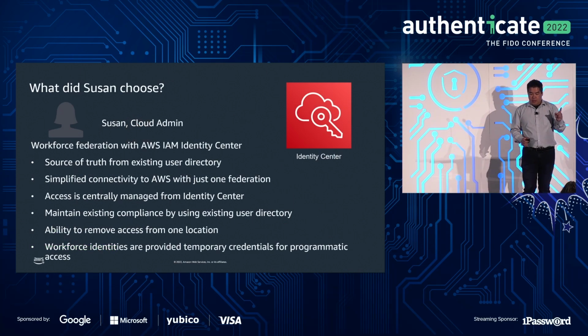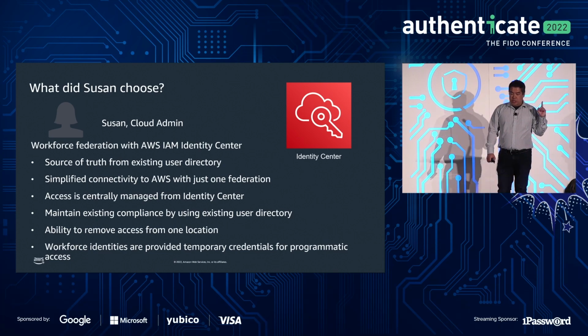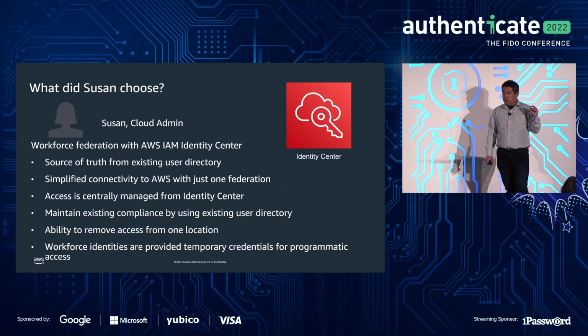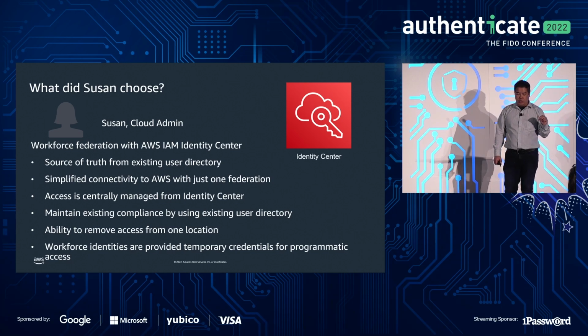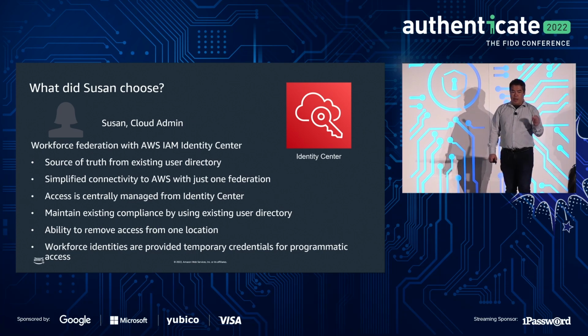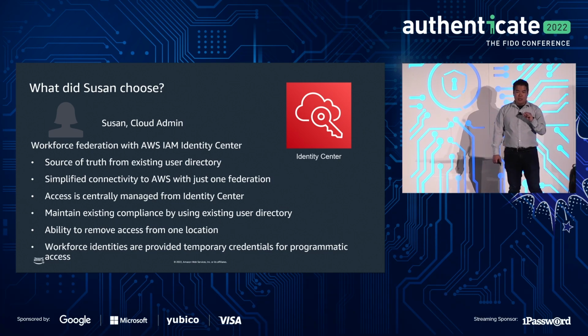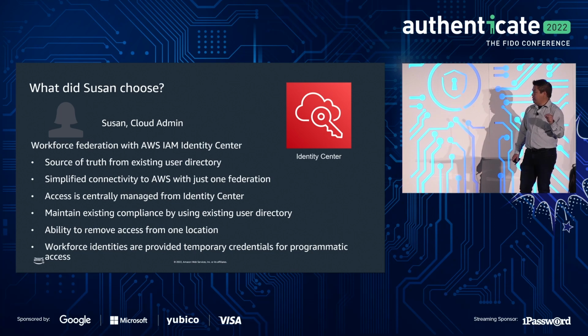So here, Susan has chosen Identity Center. And the reason why she's chosen it is because she's able to use the source of truth from her existing directory. It's very, very simple. Simplified connectivity to AWS with just one federation. Admittedly, the diagram had a lot of lines going on here, but in reality, from her perspective in managing and building this environment, the implementation has been greatly simplified. Access is maintained from identity. Access is centrally managed with Identity Center.